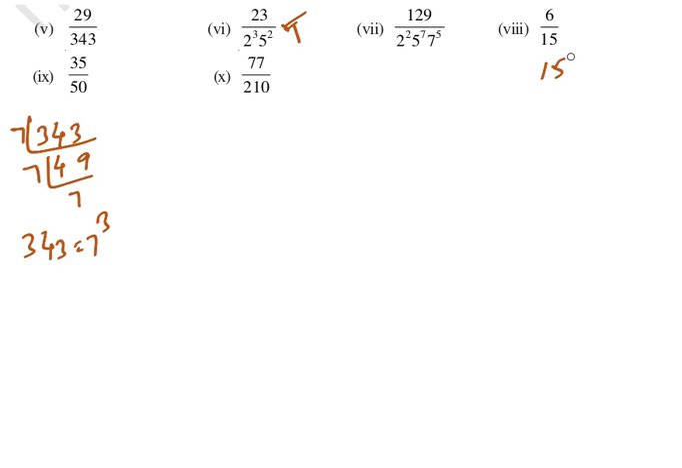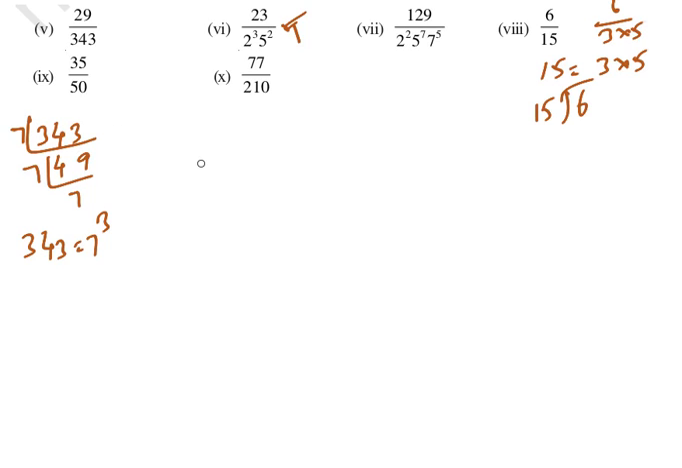15, how can we write? 15 we can write as 3 into 5. So the denominator we are getting as 3 into 5. So if it is getting a product of 2 and 5, or 2 or 5 only, definitely we will get a terminating pattern. Along with that we have 3 also. So definitely this number 6, if we divide by 15, we will get a repeating pattern of decimal expansion.